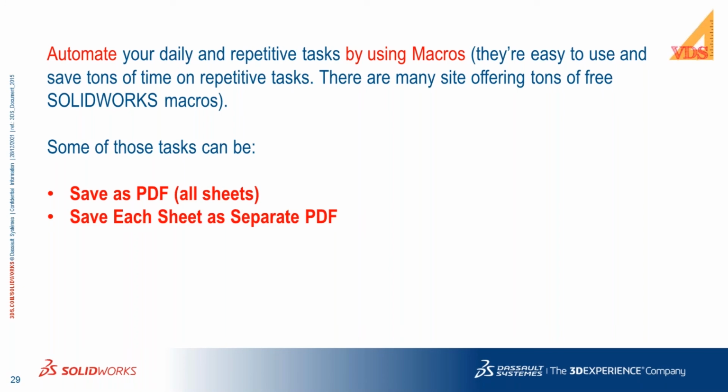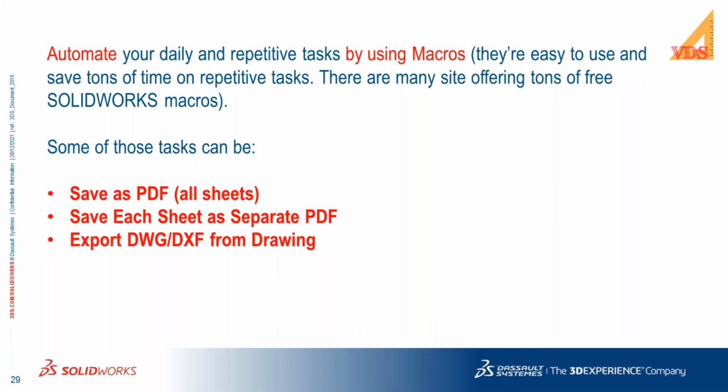Then if you want to save each sheet as a separate PDF, say you have one drawing where you have drawings for 5 components, and you have 10 such drawings. That means you have to create 50 PDFs. Again, at 1 minute per sheet, we are talking about 50 minutes, but using the macro, you can do that task very fast.